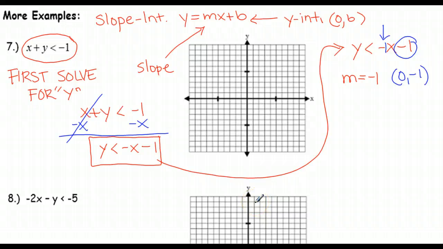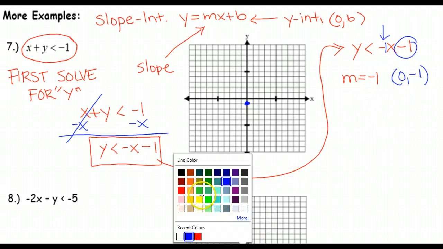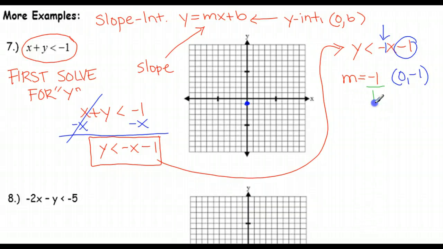First thing we're going to do is plot our y-intercept, 0, negative 1, which is right here on our y-axis. Then we're going to use our slope. In this case, our slope is negative 1. Remember that that is negative 1 over 1, which means down 1, right 1. Remember, slope is rise over run. So from the y-intercept, we're going to go down 1 value and right 1 value and plot our point. And we're going to keep doing that, down 1, right 1, down 1, right 1.